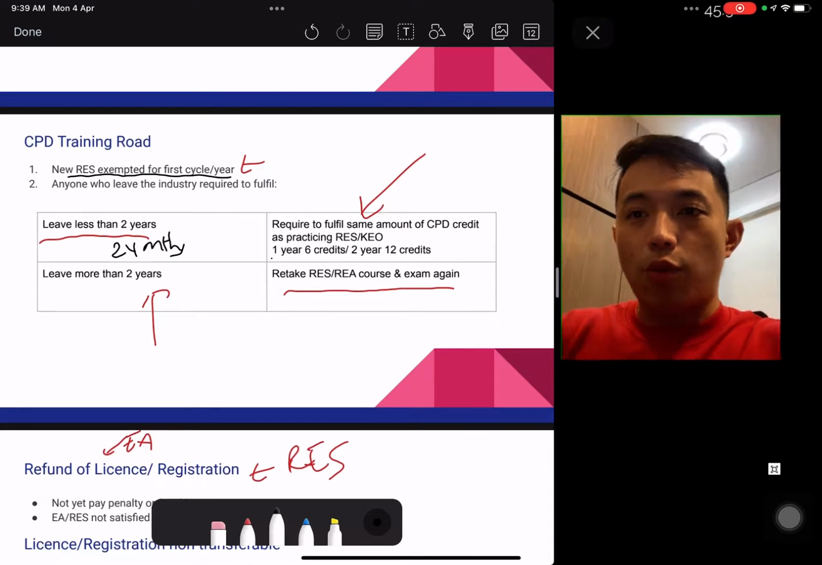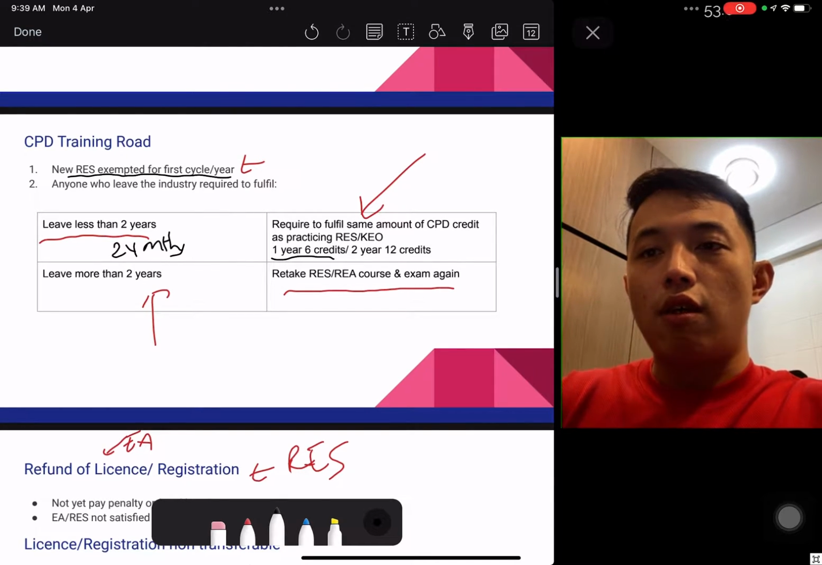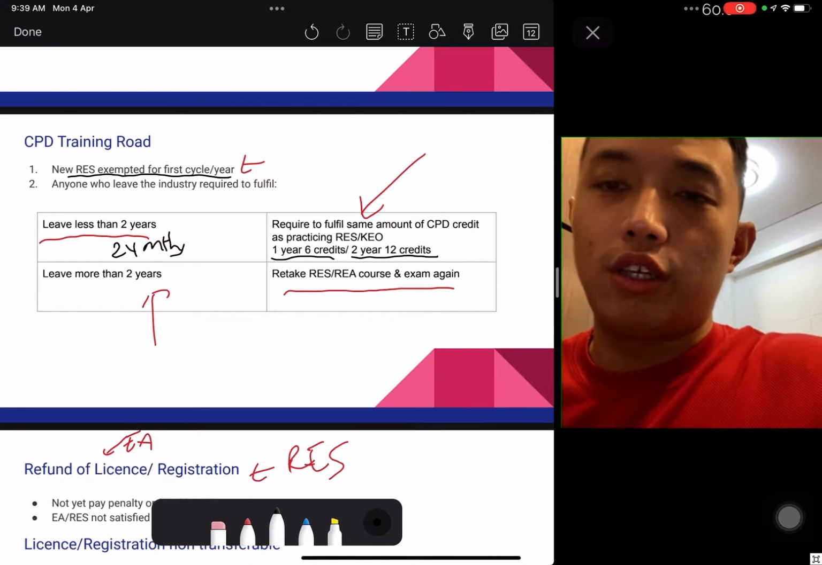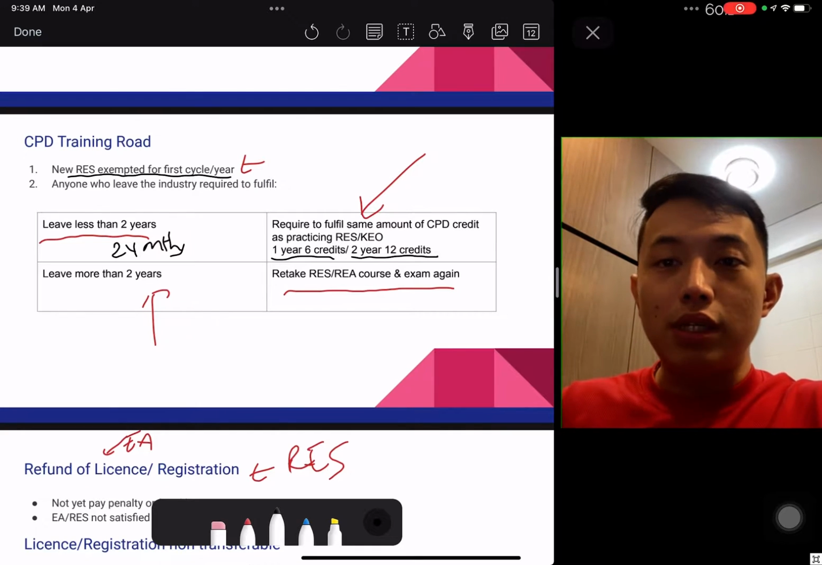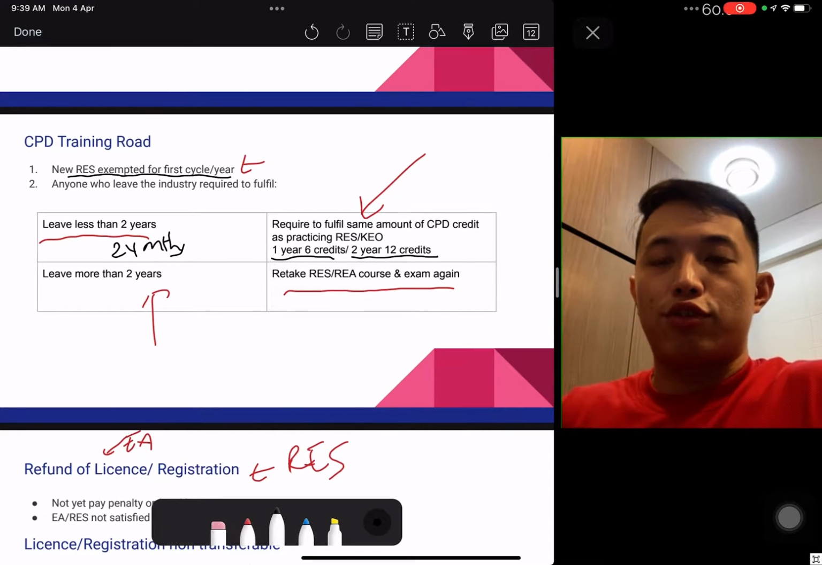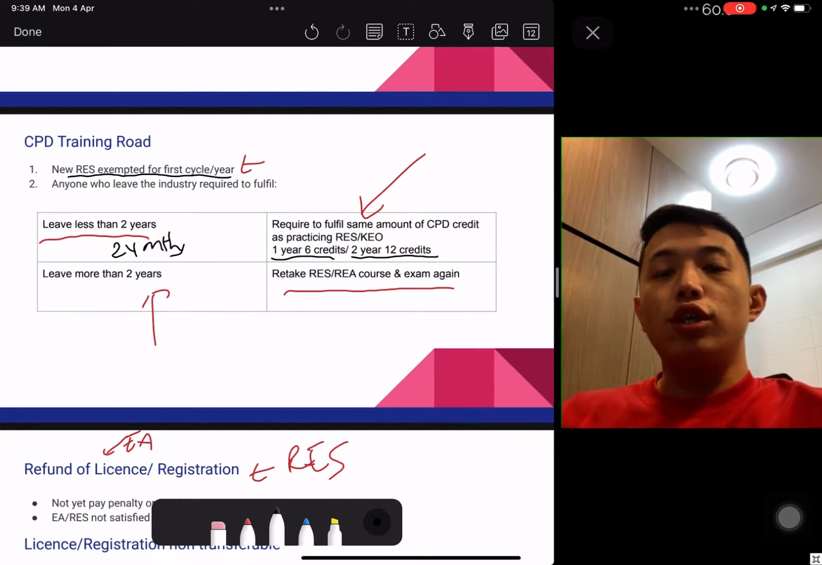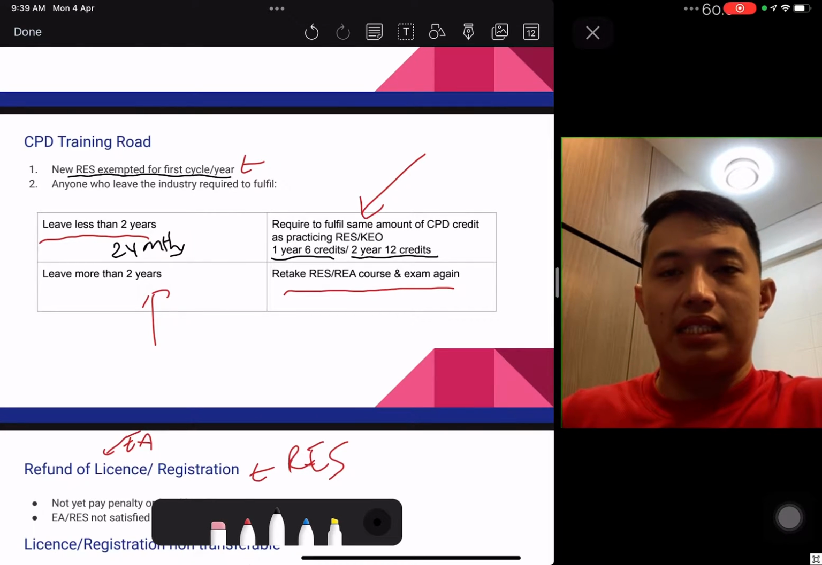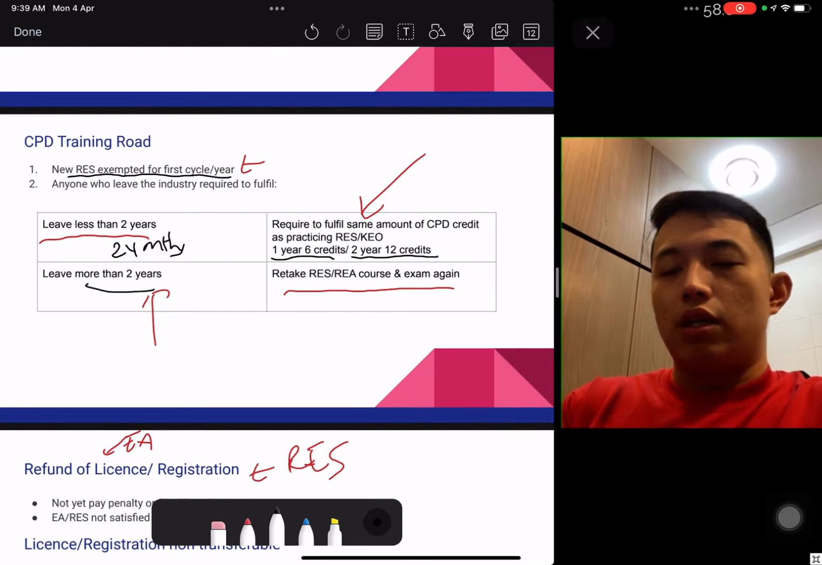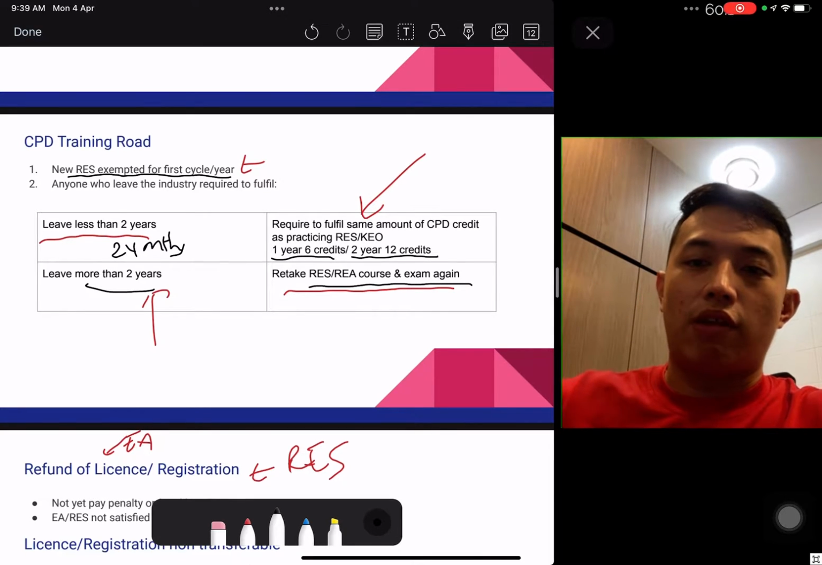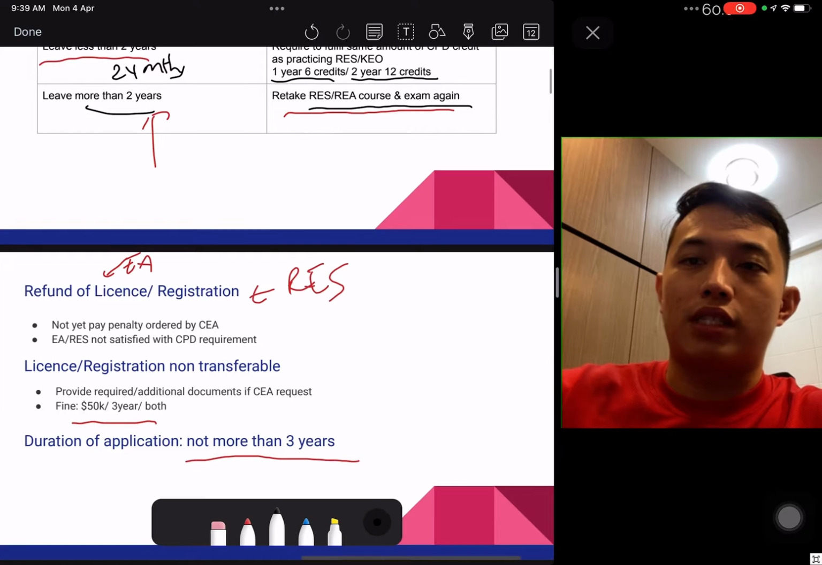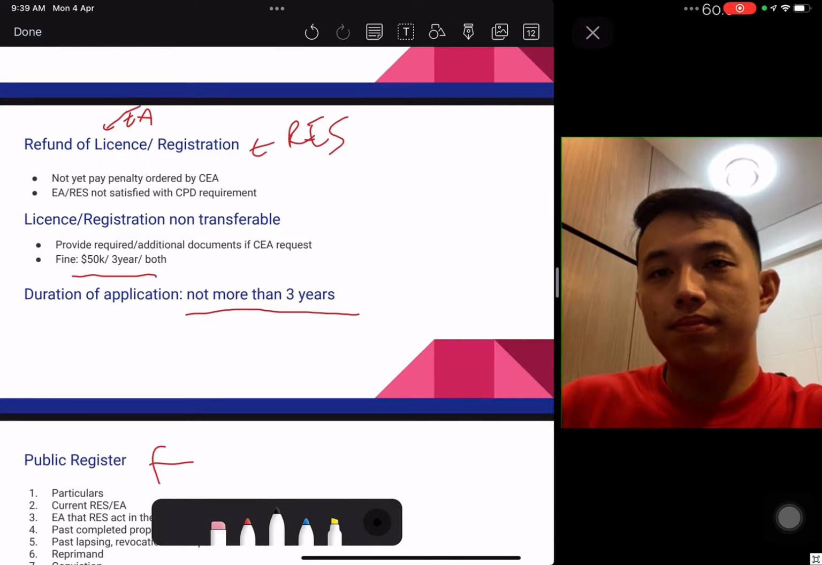For 1 year you stop working, you need to hit 6 credits. For 2 years you need to hit 12 credits based on the 4-2 criteria. So do take note that within less than 2 years you are able to come back to the industry without retaking the whole exam. So if you have left more than 24 months, so in more than 2 years, okay guys, you have to retake your whole exam and course again, which is going to be a very long process. So remember to keep your license active.